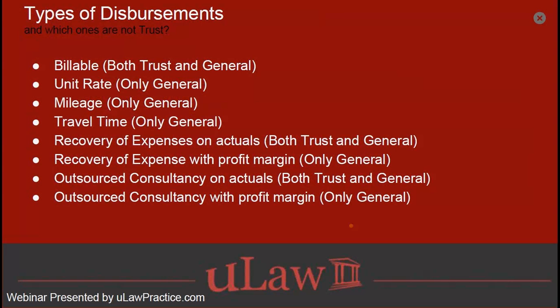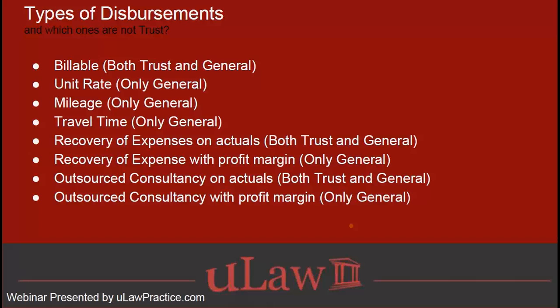Now, before we move on to the actual demonstration of how this all works, let's take a moment to look at the different types of disbursements. And I'm sure most of you listening in today are aware of the different types of disbursements. We're just trying to add a little bit further information, a little nuance, if you will, in terms of not only the types of disbursement, but whether it's a trust or a general, and we'll also give you some examples of how you can make profit margins too.